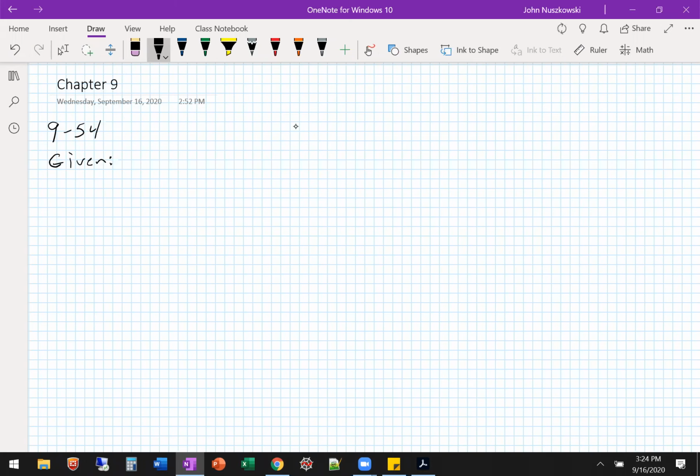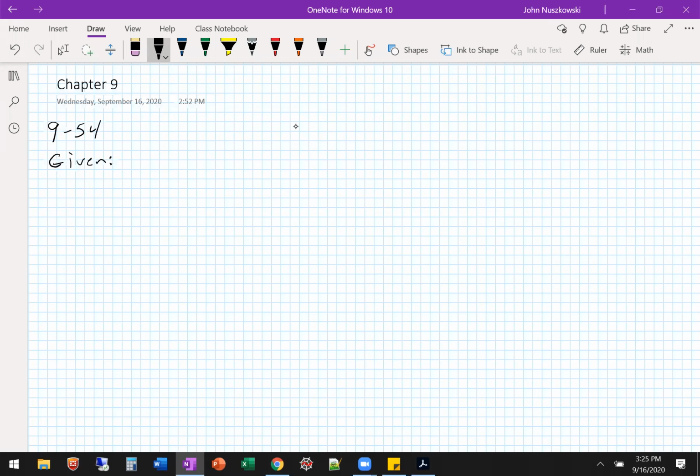Where am I? Okay, sorry, wrong one. 9-54 is an air standard diesel cycle, has a compression ratio of 18.2. Air is at 120 degrees Fahrenheit, 14.7 psia at the beginning of the compression process and at 3200 Rankine at the end of the heat addition process. Accounting for the variation of specific heats with temperature, determine A, the cutoff ratio, B, the heat rejection per unit mass, and C, the thermal efficiency.